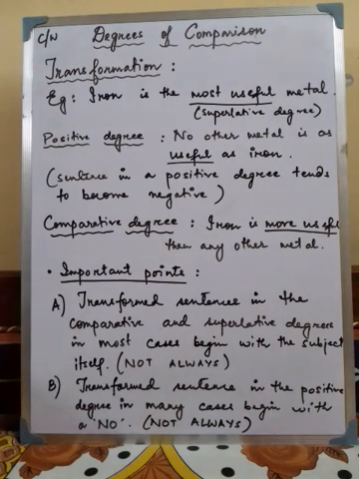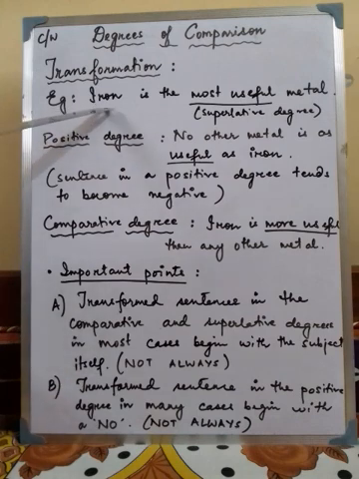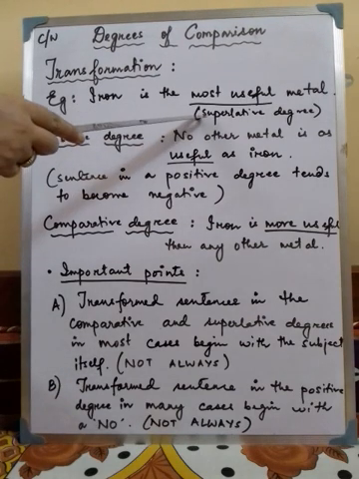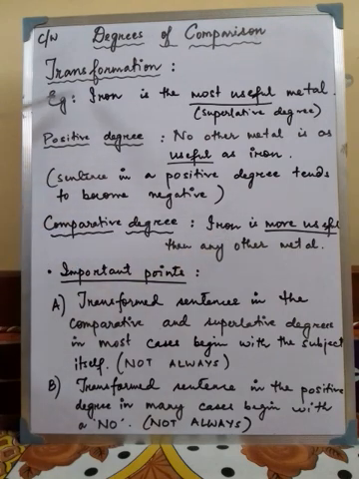So the important points that we have learnt here is, transformed sentences in the comparative and superlative degrees in most cases begin with the subject itself. Like here, iron is the subject. This is in the superlative degree. In the comparative degree also, iron is the subject. So both the sentences in the superlative and the comparative begin with the subject iron.